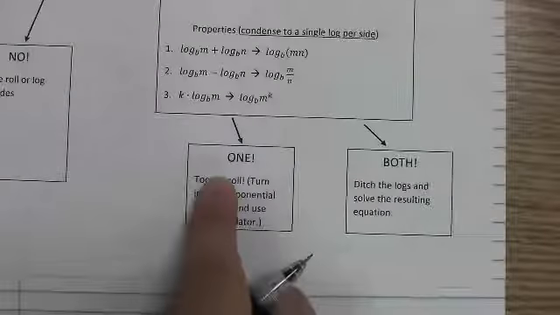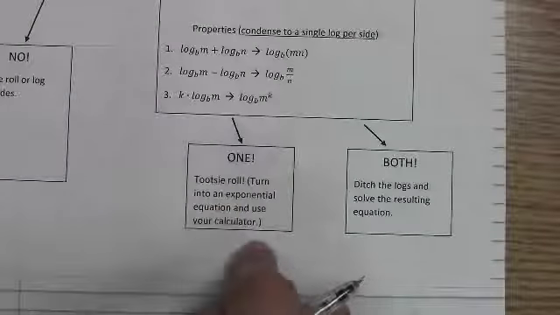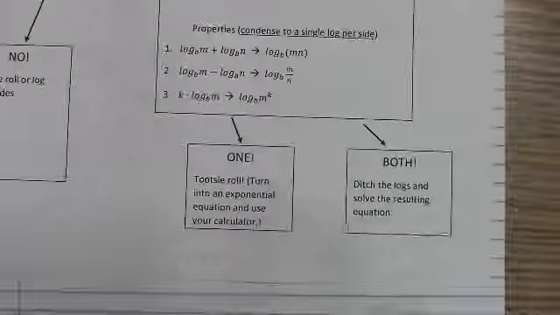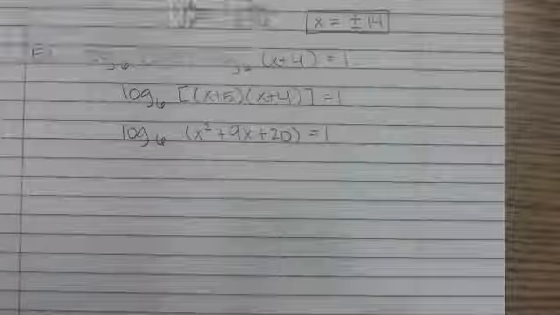And at this point now we have a log on one side. So if we look at the flow chart, it says if you have a log on one side to do the Tootsie Roll, or the scorpion, or the circle, or the cloud, whatever you want to call it, and we're turning it into an exponential equation. So I'm going to start with the base. The base becomes the base. 6 to the 1 power equals all this stuff.